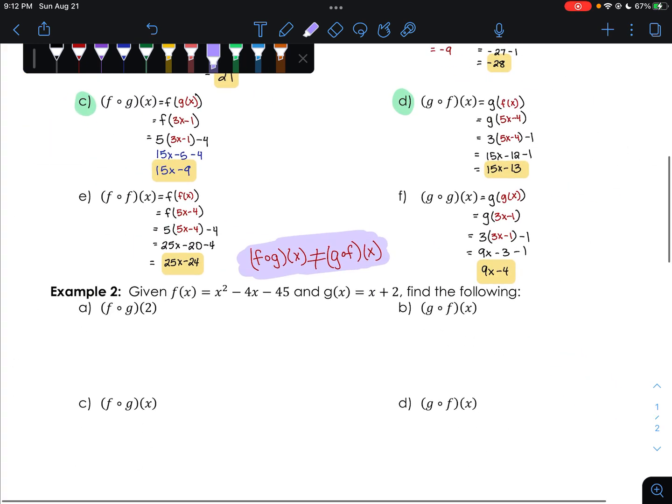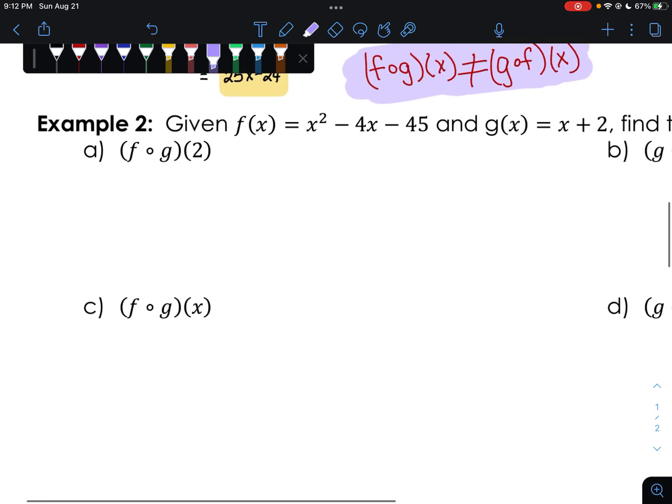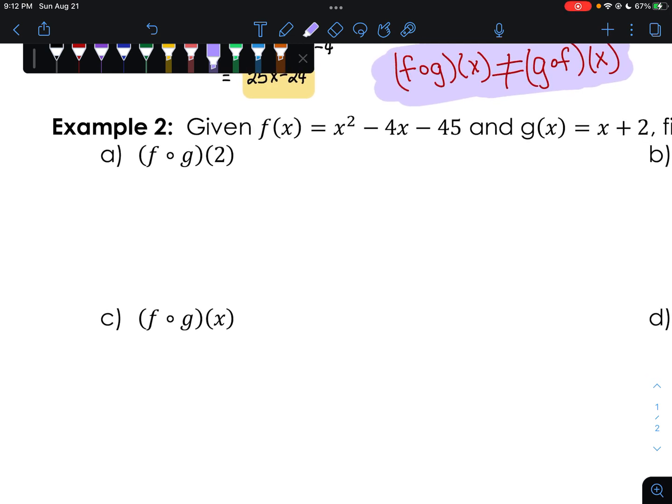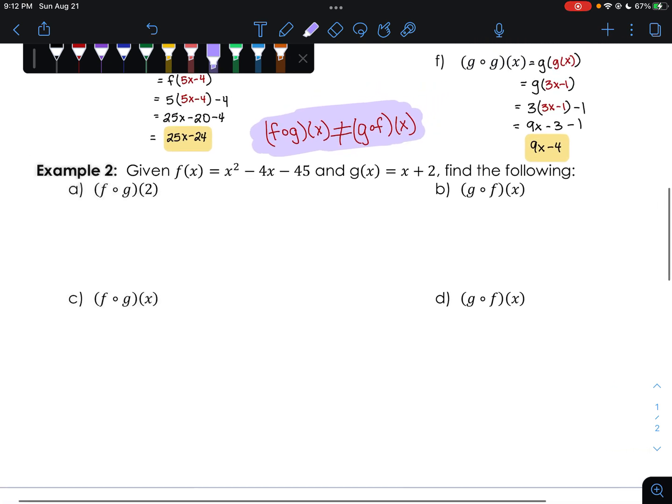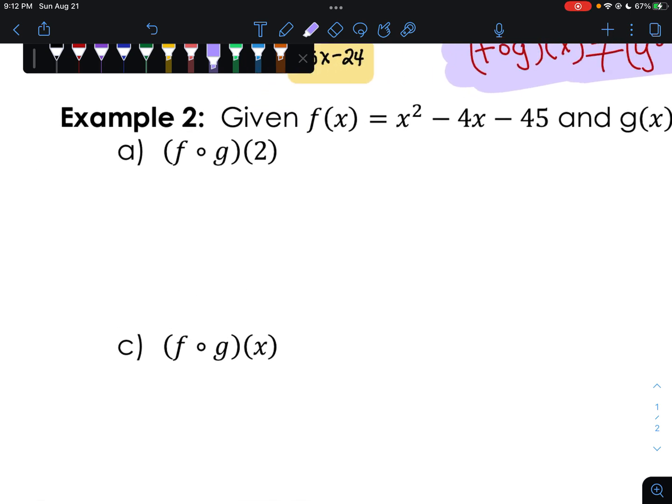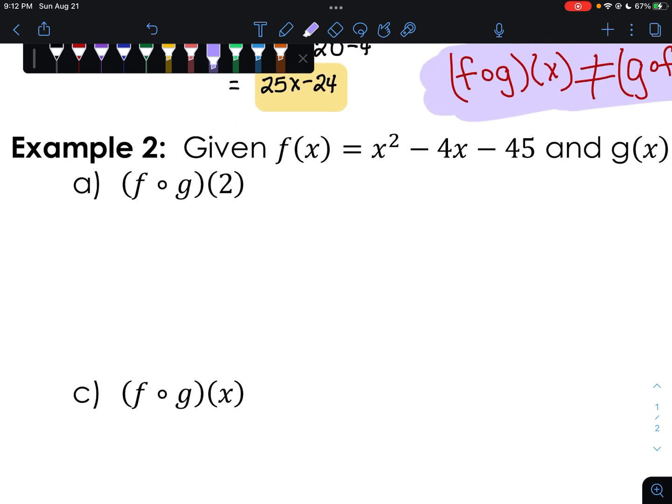Okay, so I have 4 more examples to go through, and then that will be it for this video. So example 2, given f of x equals x squared minus 4x minus 45, and g of x equals x squared plus 2, find the following. So we're going to start with f of g of 2. Okay, f of g of 2. So we're going to start by finding that inside function of g of 2. So g of 2 would be 2 plus 2, which equals 4. So we can rewrite this as f of 4.